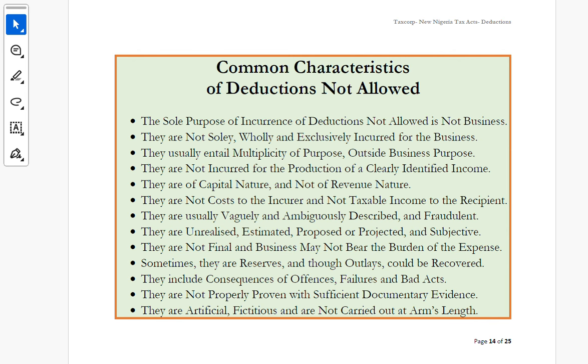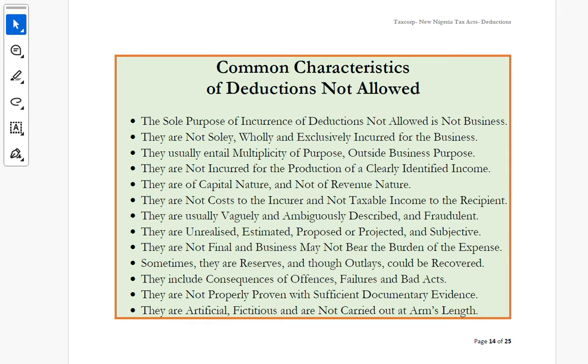Now, the opposite is deductions not allowed. So let's look at the common characteristics of deductions not allowed. The sole purpose of incurrence of deductions not allowed is not business. They are not solely, wholly, and exclusively incurred for the business. That's why they are not allowed. They usually entail multiplicity of purpose, outside business purpose, domestic purpose, private purpose. They are not incurred for the production of a clearly identified income. You can't point to any income they were incurred to produce.